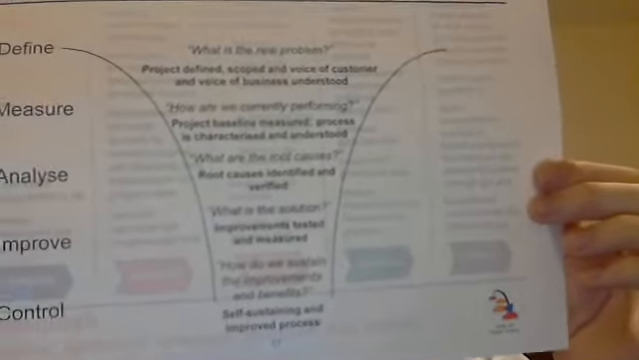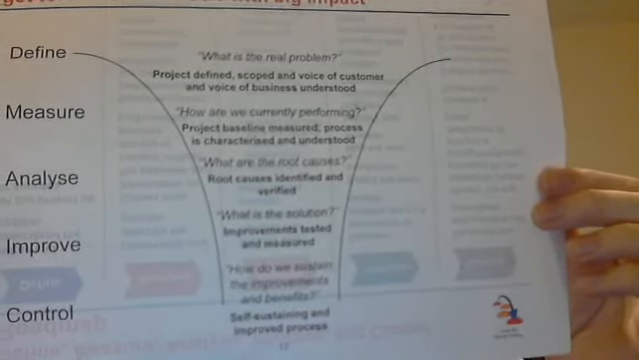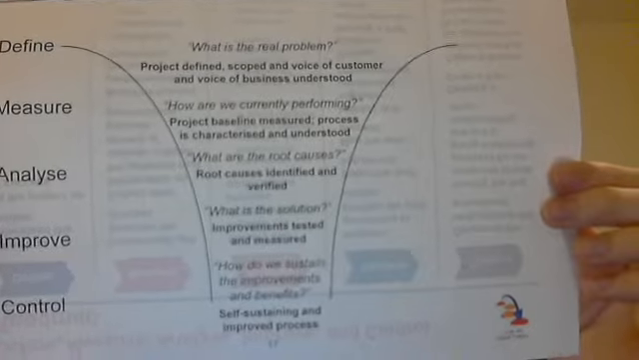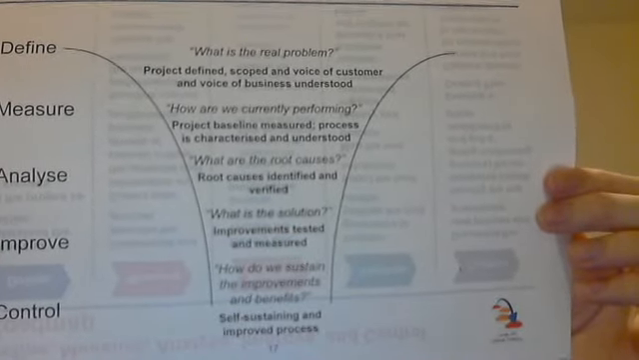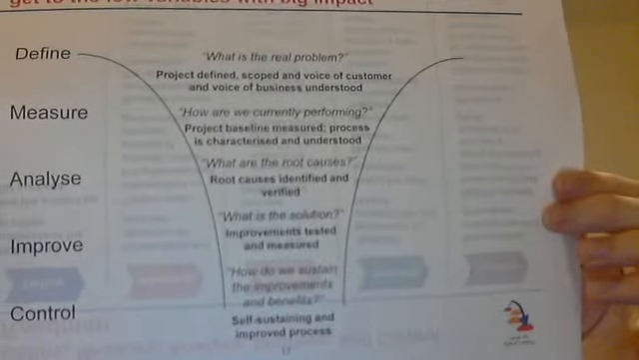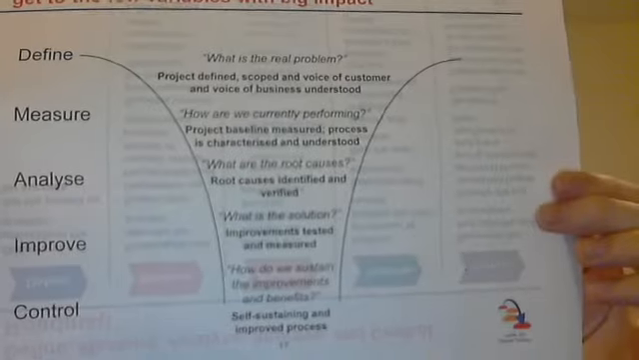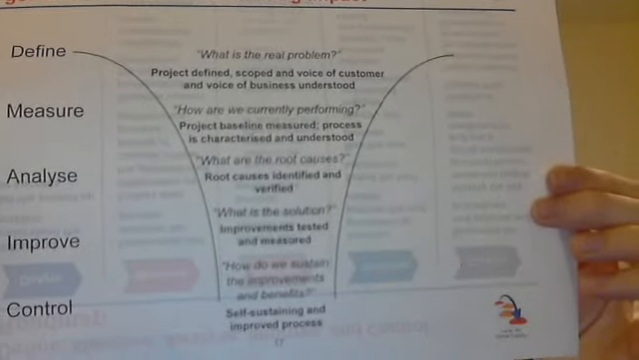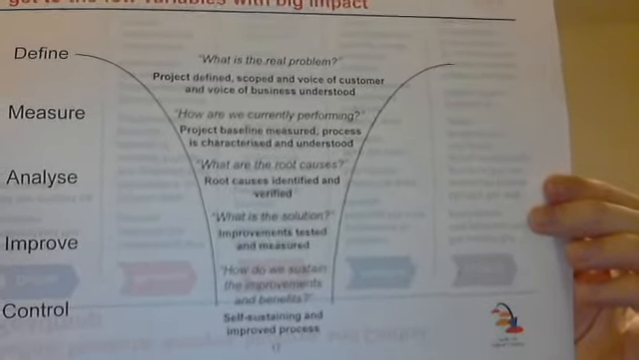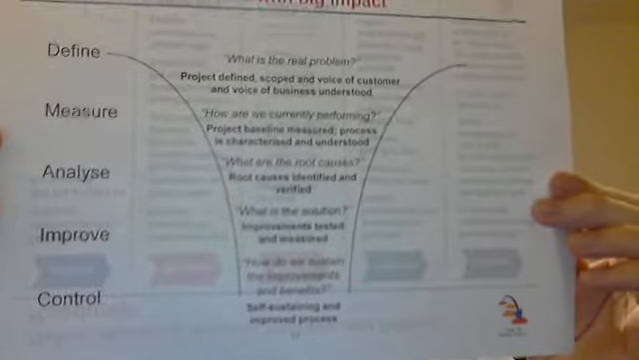Define. What is the real problem? Project defined, scoped, and voice of customer and voice of business understood. How are we currently performing? Project baseline measured, processes characterized and understood. What are the root causes? Root causes identified and verified. What is the solution? Improvements tested and measured. How do we sustain the improvements and benefits? Self-sustaining and improved process. So again, they are explaining how their idea works.